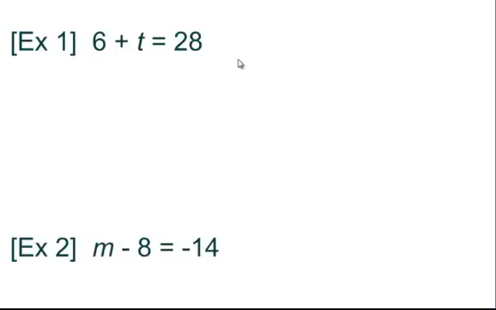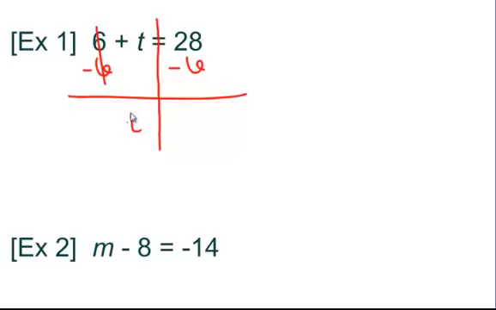We want to isolate the variable. So t is our variable. We want to get that alone. So how are we going to do that? Well, I'm going to split this equal sign right down the middle, because I need to get this t alone to figure out what it's going to be. So since it's addition, we're going to do the inverse of addition, which is subtraction. So we're going to subtract that 6 from both sides. Since it's an equation, whatever you do to one side of the equation, you have to do to the other. So we have to subtract 6 on both sides because it's equal. We have to keep everything equal. So that cancels. We're just left with a t. And 28 minus 6 is 22.